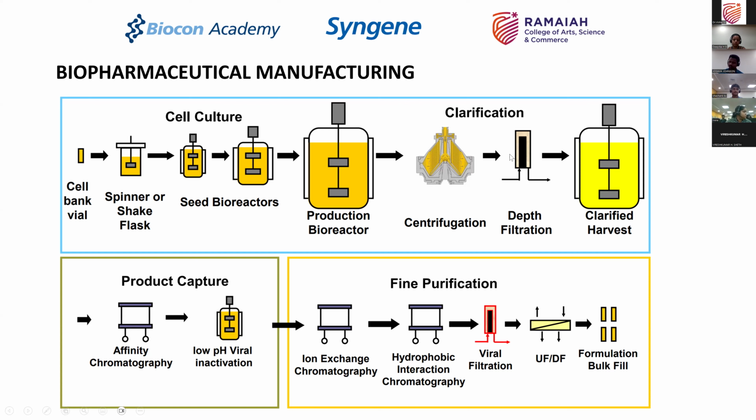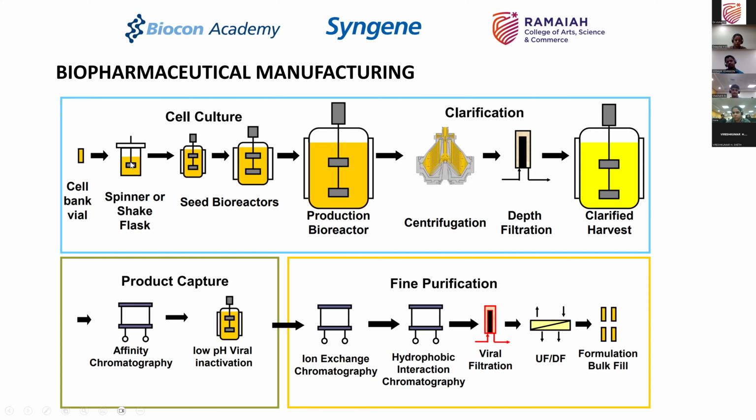You further clarify it using a depth filter. Sometimes the centrifuge itself will give you a clear liquid so that you don't need to use a depth filter. But in any event, centrifugation does the primary clarification, depth filtration does the secondary clarification, and you get a clear liquid containing the product of interest. Now you have to isolate the product. So you do what is called a chromatography step, where you do affinity chromatography.